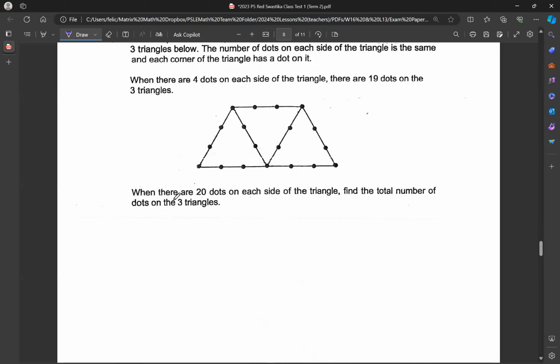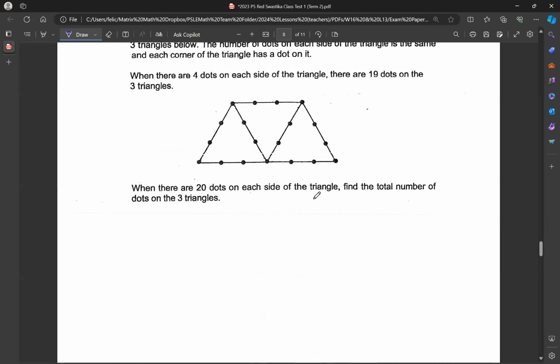Okay, so the question says when there are 20 dots on each side. So this is another scenario. Another scenario is if I must have 20 dots on one side. What is the total number of dots on the 3 triangles?